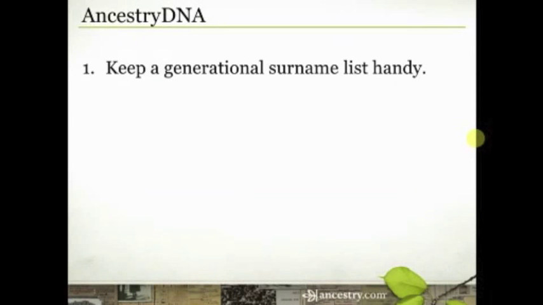So first of all, I keep a generational surname list handy. Last time, I think in the last video, we talked about degrees of cousinship, like how you determine how you are a cousin to somebody. And the easiest one for me to remember always is that fourth cousins and closer are high confidence DNA matches. If somebody is your fourth cousin, that means you likely have a common third great grandparent.